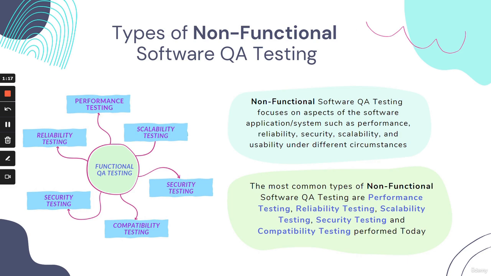Non-functional manual testing focuses on aspects of the software application or system such as performance, reliability, security, scalability, and usability under different circumstances. Some of the most common types of non-functional manual software QA testing are performance testing, reliability testing, scalability testing, security testing, and compatibility testing performed today.